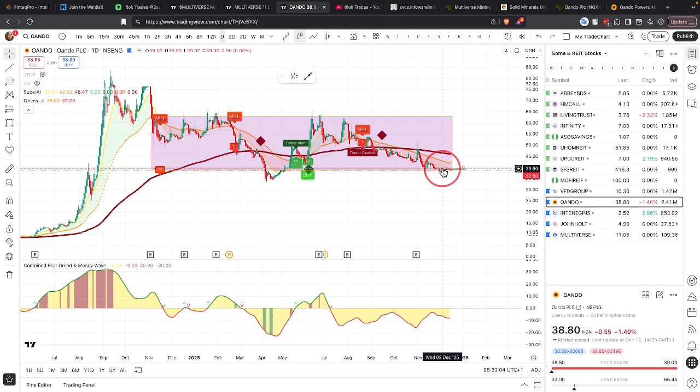This is not financial advice. This is just my views about the market, and what I am doing about Multiverse. I'm about to buy Oando, and I just thought to let you guys know what it is I'm doing heading into January.